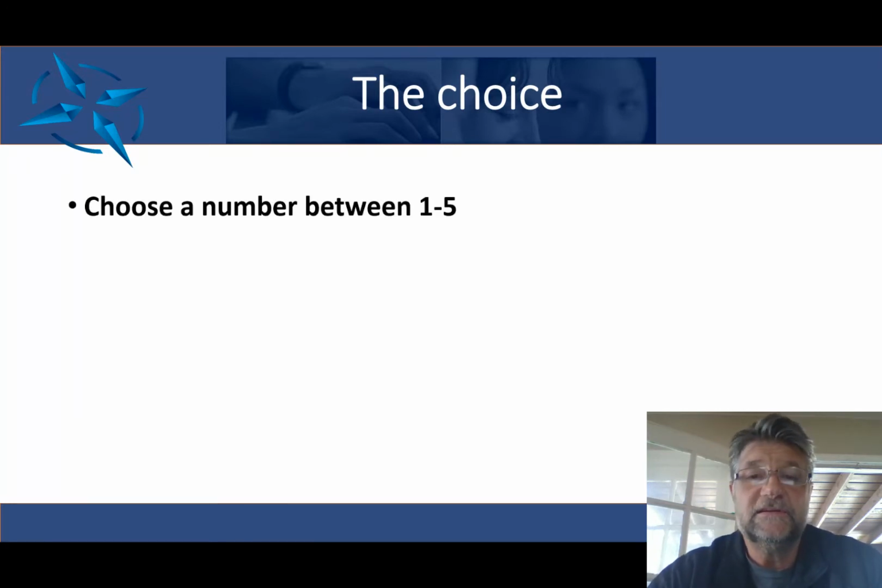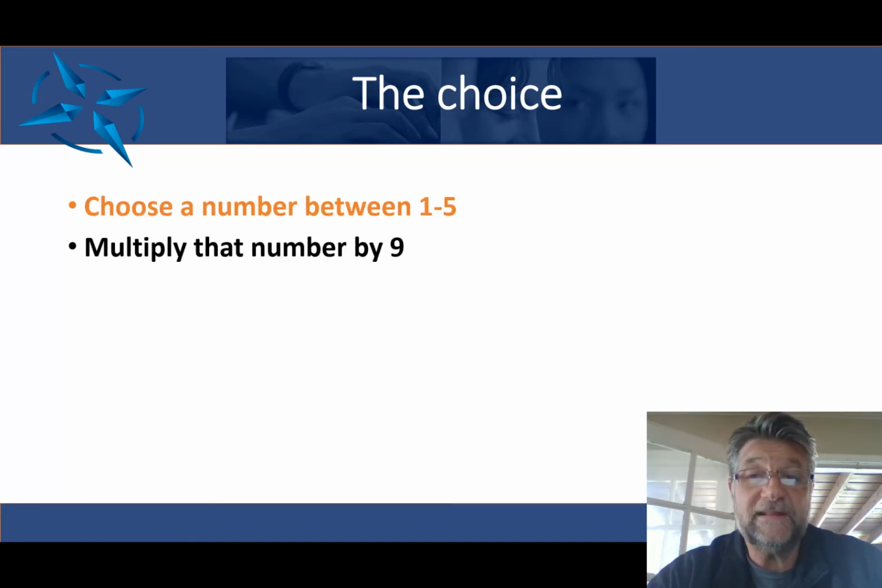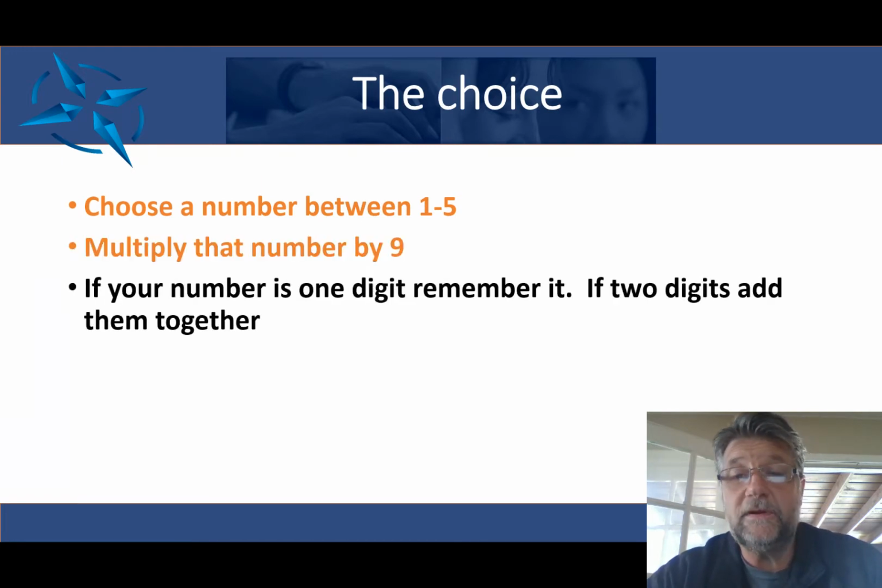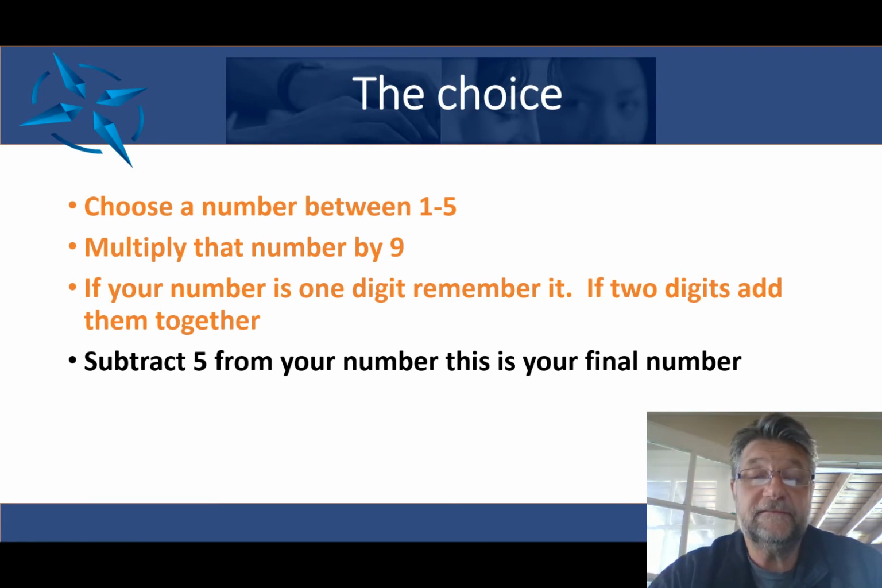Just walk with me. Choose a number between 1 and 5. Multiply that number by 9. When you have that answer, if it's a 1-digit number, simply remember that single digit. If it's 2 digits, add both of the digits together, and that's your single number. Subtract 5 from the number. This is your single number. So you chose a number between 1 through 5, multiplied it by 9. If you had 2 digits, you added them together, and then you subtracted 5 from that number. And this is your final number.